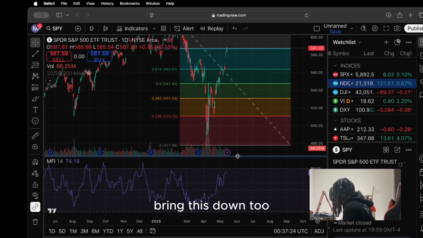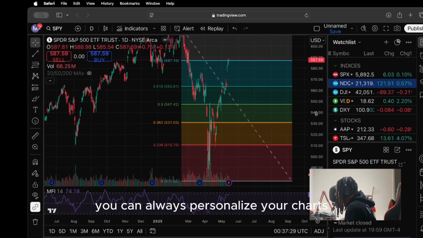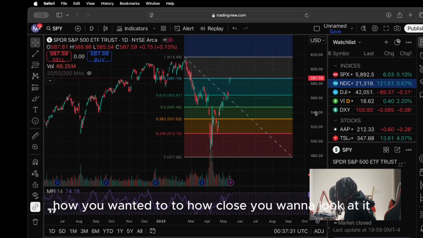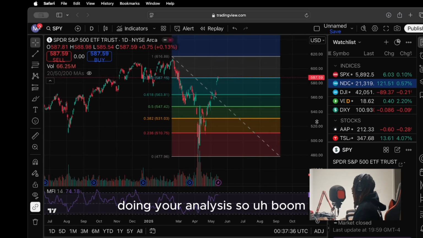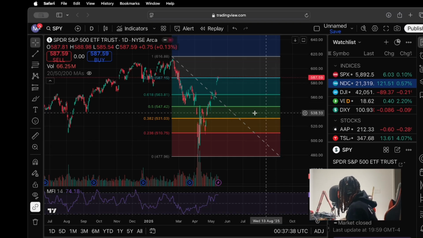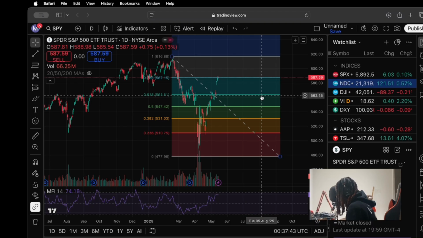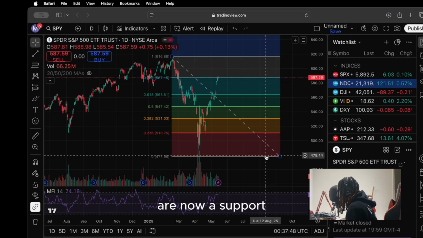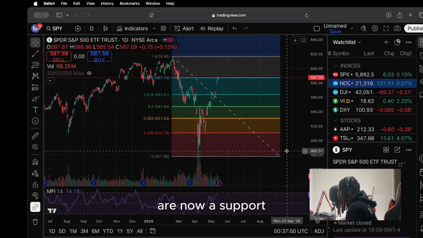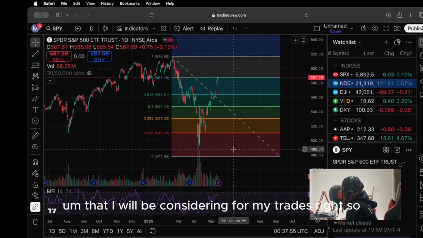Bring this down too. Remember, on TradingView you can always personalize your charts how you want, how close you want to look at it, so you can get real technical when you're doing your analysis. So boom. Each of these lines, green, turquoise, light blue, gray, is now a support and resistance level that I will be looking at, that I would be considering for my trades, right?